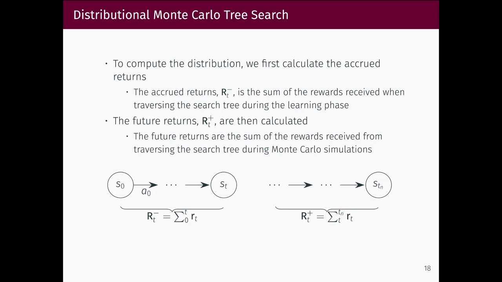So then your algorithm says that it's time to expand. You expand your tree, you create a new node, and then you do a Monte Carlo simulation. So basically your future returns are the rewards received from ST going all the way to STN during a Monte Carlo simulation. And basically we back propagate from there. So basically at ST, we can compute both RT plus and RT minus.